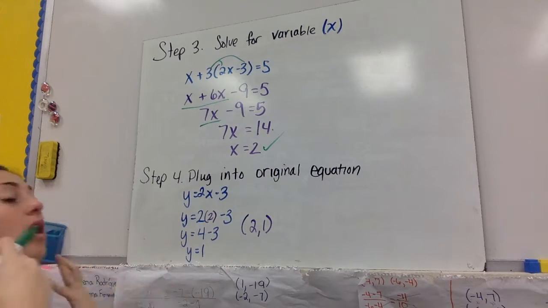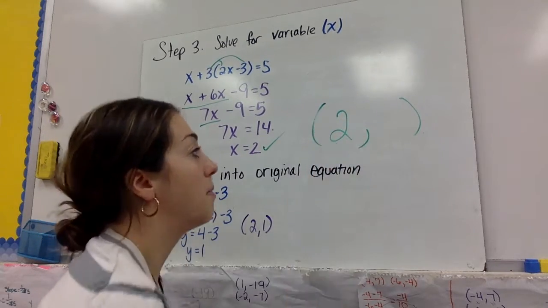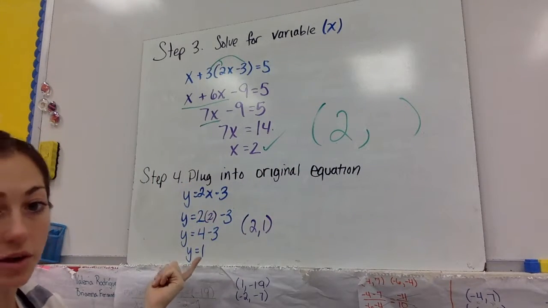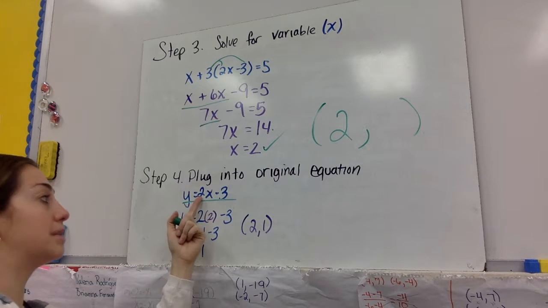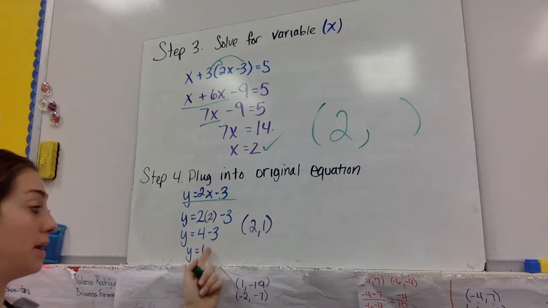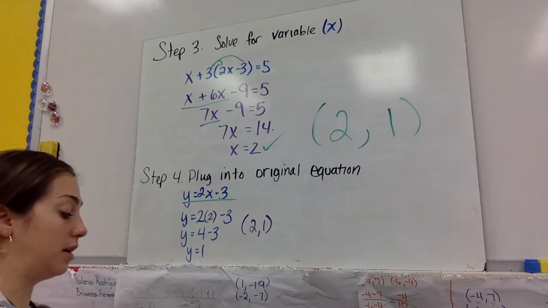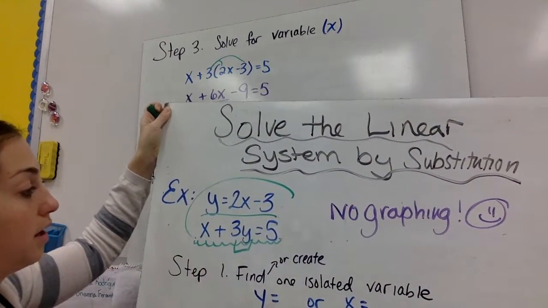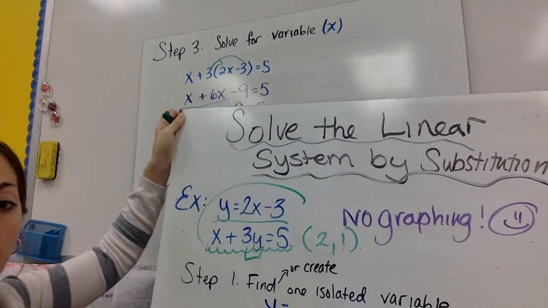So now we have one part of our solution, right? We have the x value, the 2, but we still need our y value. So our last step is to plug into whatever equation, honestly. Pick either one, because this one is already set up easy. I picked this one, but I could have picked either. And then I plug in 2 for x, and 2 times 2 is 4. 4 minus 3 is 1. So that means y is 1. So our solution, where these two equations meet, is (2, 1). So if we were to graph, these two lines would meet here at (2, 1).